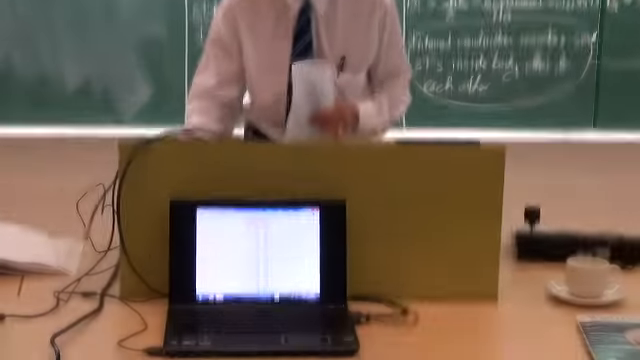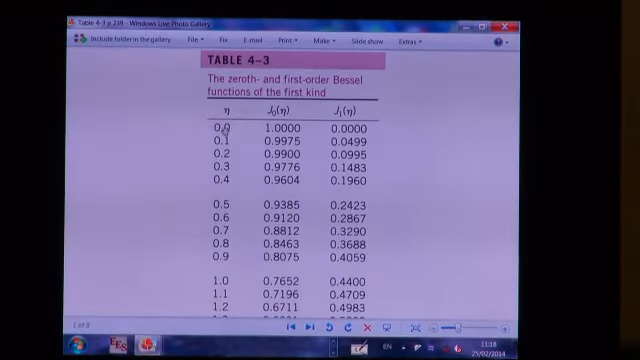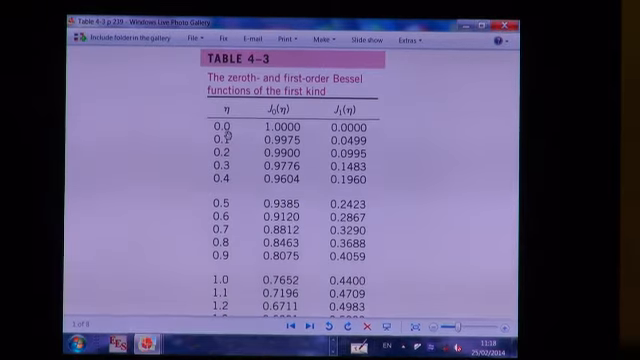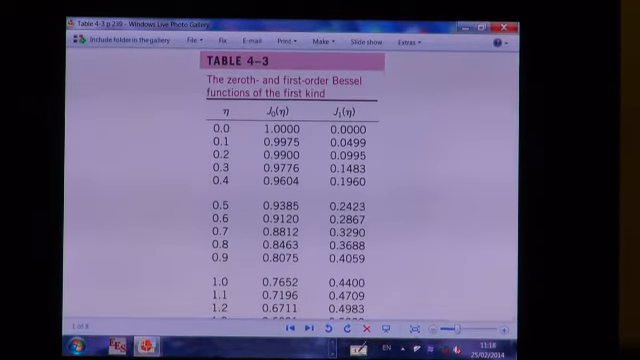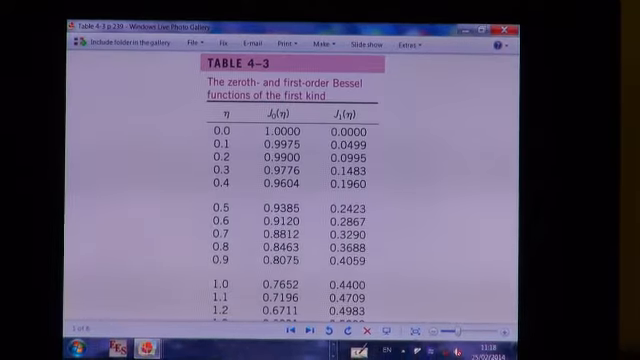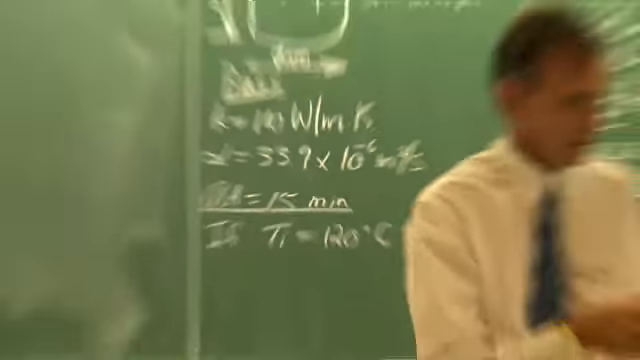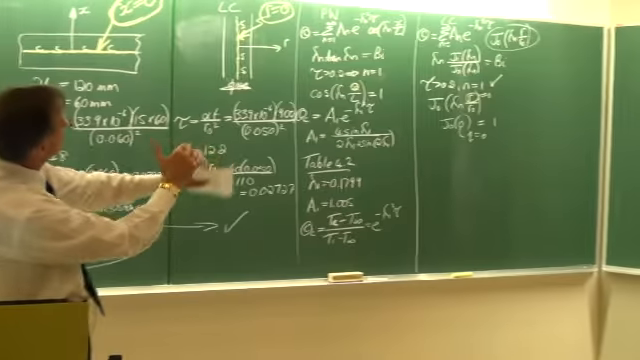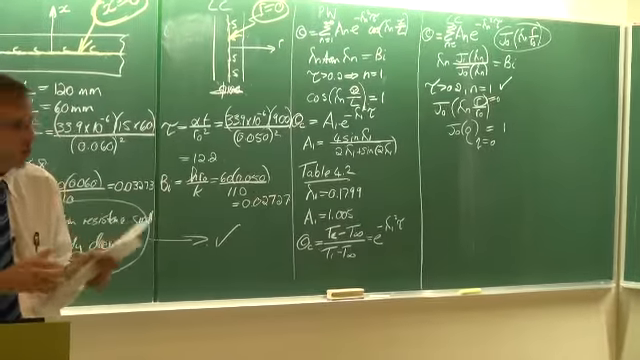There it is. And it is written as eta. So that thing there is eta. So J0, where eta is equal to 0, is equal to 1. So again, you see the very complicated equation becomes a much easier equation.